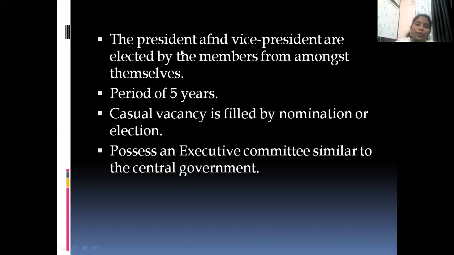Coming to the president and vice president, they are elected by the members from among themselves only. Every 5 years the body will be changed, and a casual vacancy will be filled by nomination or election. If a person fails to attend 3 consecutive meetings, the person will not be allowed to act as a member.